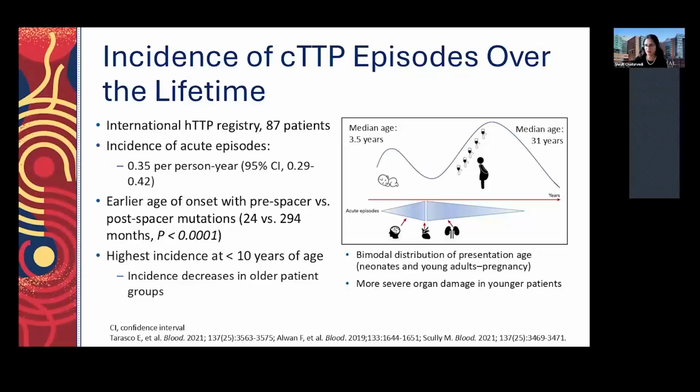Now, what you're seeing in this graph here is, although I've been talking about the early incidence here, there is really a bimodal distribution. There's a first peak in early childhood with a median peak age at about 3.5 years, which also coincides with early childhood infections. And then you have a second peak that is driven by young women that get it during their first pregnancy, and the median age here is 31 years. Patients that present younger tend to have more severe organ damage compared to patients that present later in age.